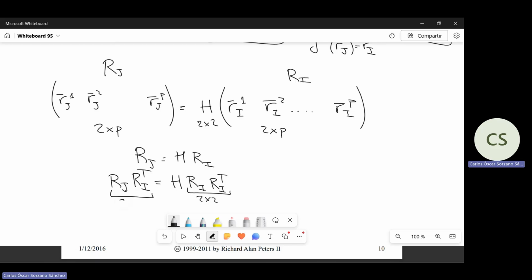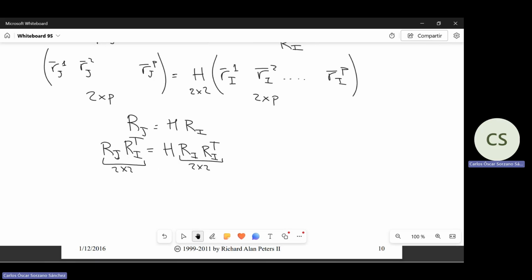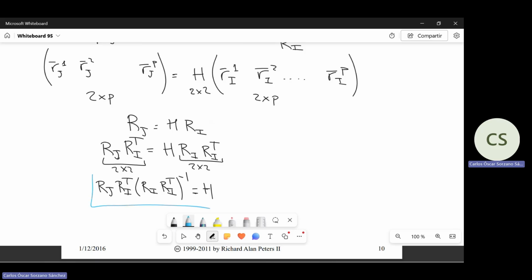That is also size 2 times 2. And then simply you invert that matrix. So what we have is Rj Ri transpose, then Ri Ri transpose inverse is equal to H. So now we have our H. And this is the matrix that we should use to transform the coordinates from i to j. And if you want to go in the other direction, you simply multiply by H minus 1.